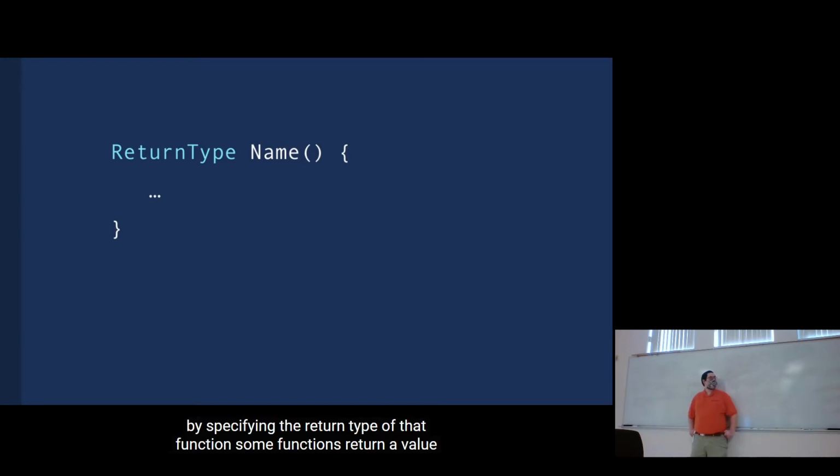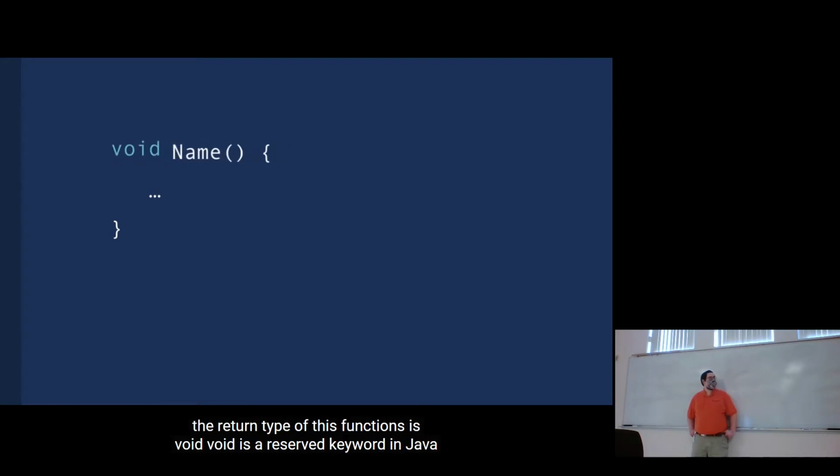We start by specifying the return type of that function. Some functions return a value like a number, a date time, and so on. Other functions don't return anything. So the return type of these functions is void. Void is a reserved keyword in Java, and that's why I've coded that in blue here.